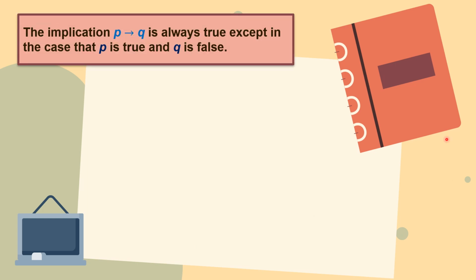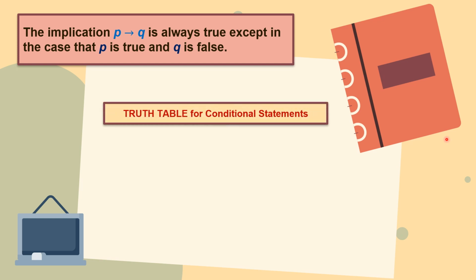The implication P implies Q is always true except in the case that P is true and Q is false. So meaning, an if-then statement is false only when the hypothesis is true and the conclusion is false. So let us see the truth table for conditional statements.